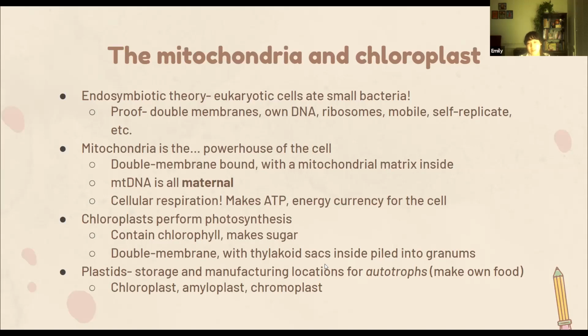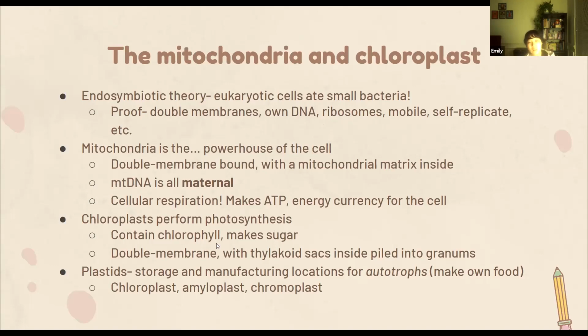Chloroplasts also carry out energy processes, except they make their own food. We can't do that, unfortunately. Standing out in the sun and being able to eat would be great, but only plants can do that. Plants use chloroplasts to make sugar. Chlorophyll is what absorbs the light and turns it into this food source. It is also double membrane bound. And instead of the mitochondrial matrix, there are thylakoid sacs. This will all be in the diagram on the next slide, so I'll wait until then.